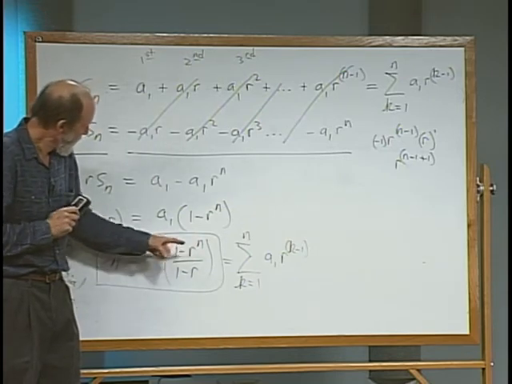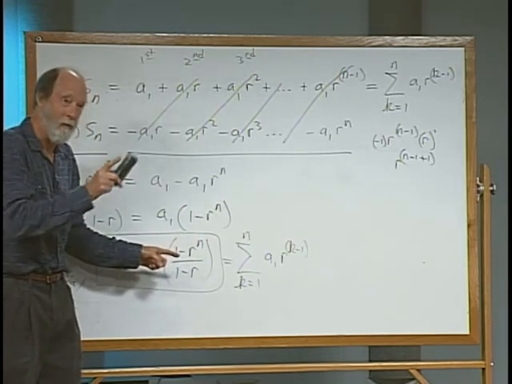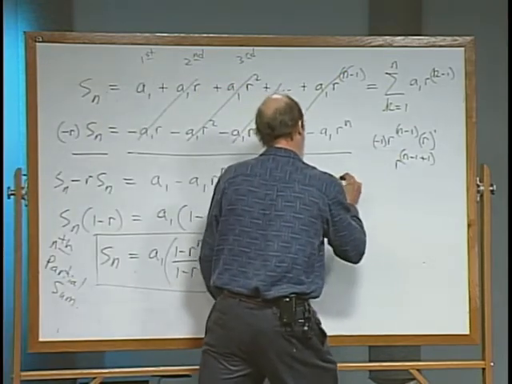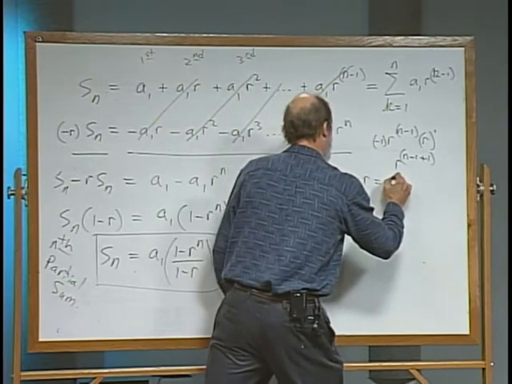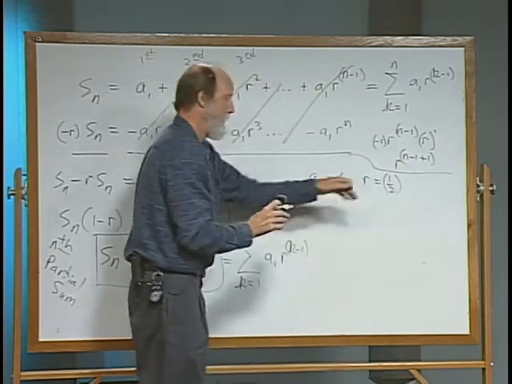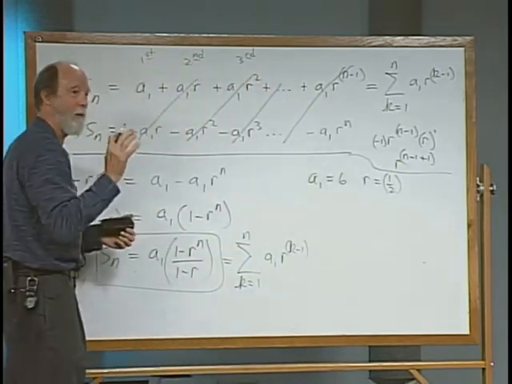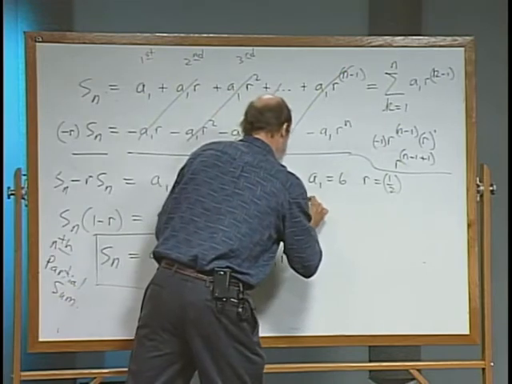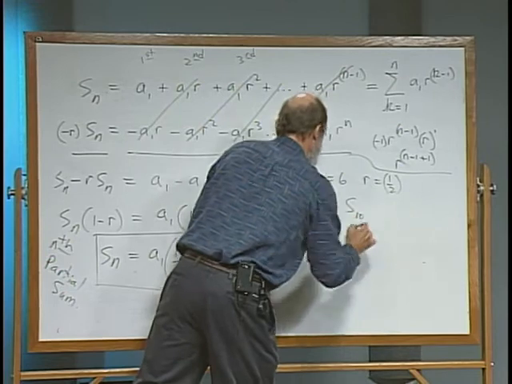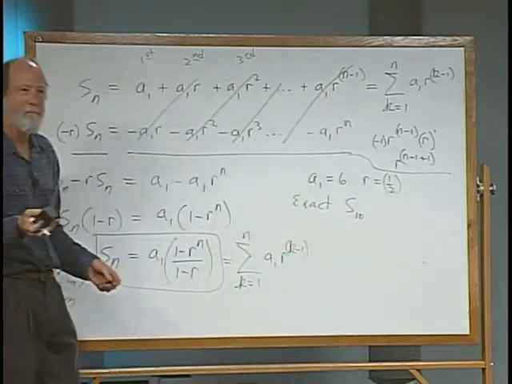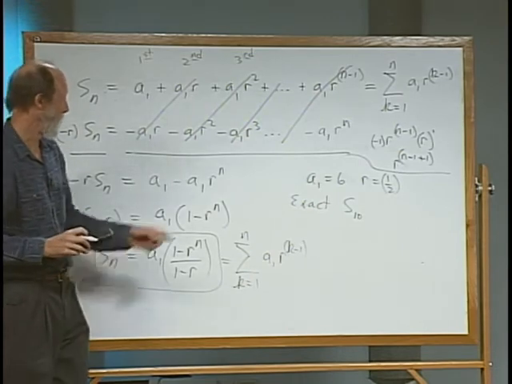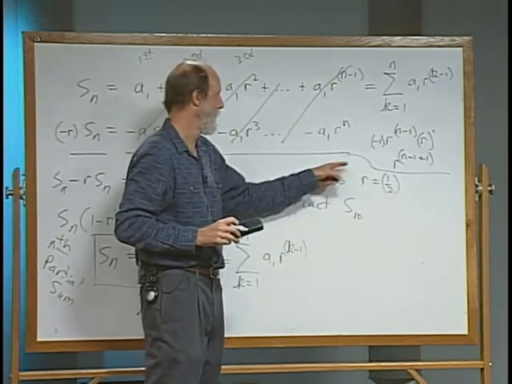Okay. So, related to what you just asked, let's take our same example where a sub 1 was a 6 and our common ratio was a 1/2. And let's see what would happen if we wanted to find the exact value of s sub, say, 10. 10 terms. And we're starting at 6? First term given to us, and a half.